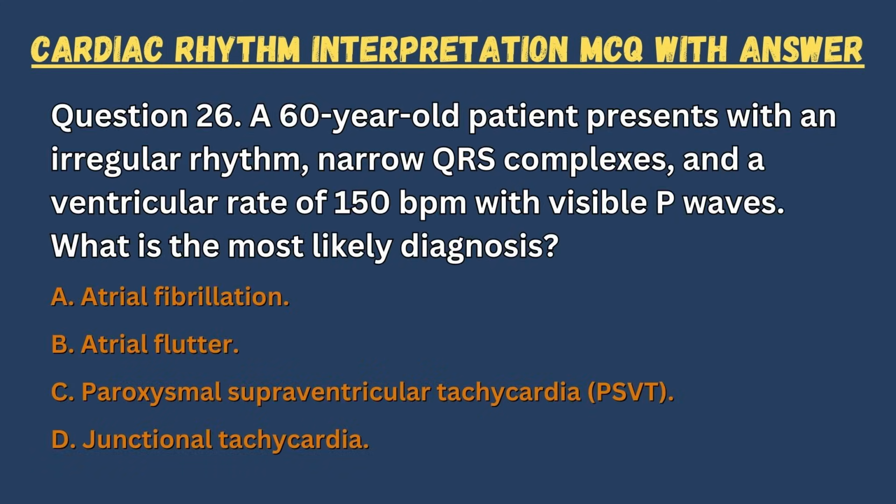A 60-year-old patient presents with an irregular rhythm, narrow QRS complexes, and a ventricular rate of 150 BPM with visible P waves. What is the most likely diagnosis? A. Atrial fibrillation. B. Atrial flutter. C. Paroxysmal supraventricular tachycardia, PSVT. D. Junctional tachycardia.